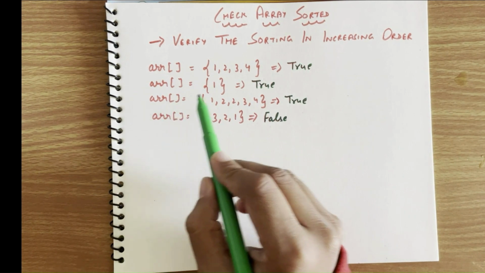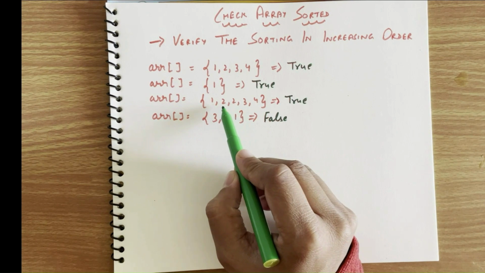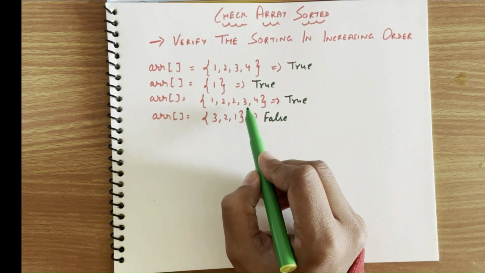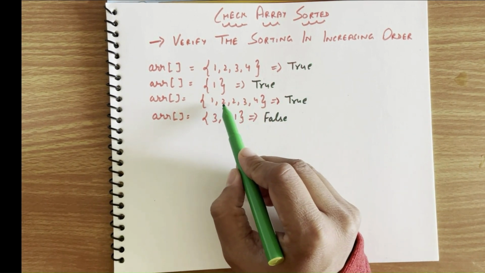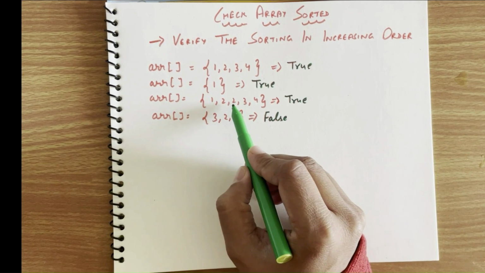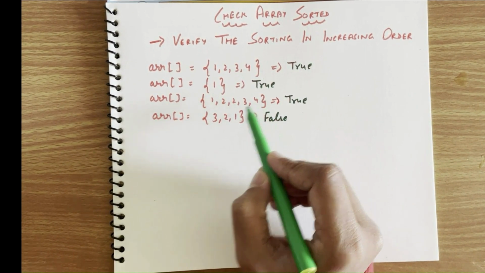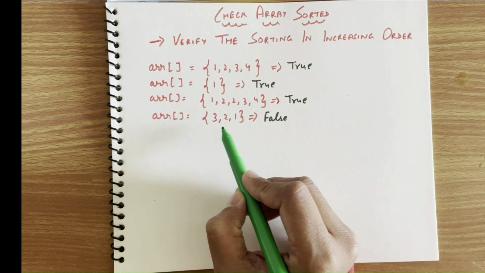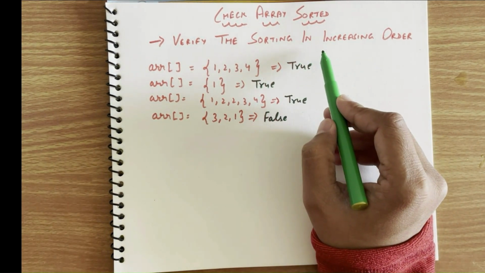Then in the next example, we are having elements as 1, 2, 2, 3 and 4. Here we are having duplicates, that is 2, which is repeated 2 times. So this array is also considered as sorted because we will consider the duplicates here, and 2 is greater than 1, 2 is equal to 2, 3 is greater than 2, 4 is greater than 3. That is, the increasing order is also maintained. And in our last example, we are having 3, 2, 1. This array will return false because this is sorted in decreasing order and we are verifying the sorting order for increasing order.